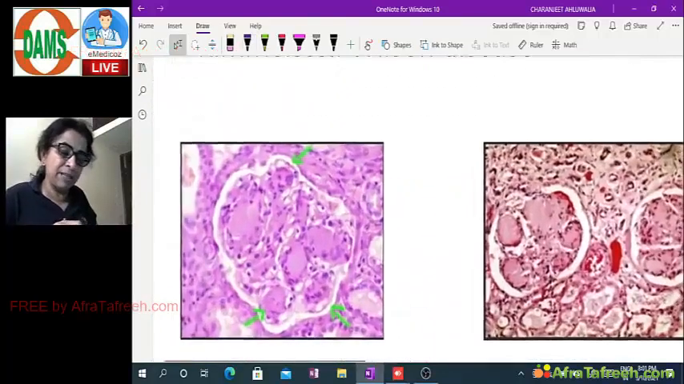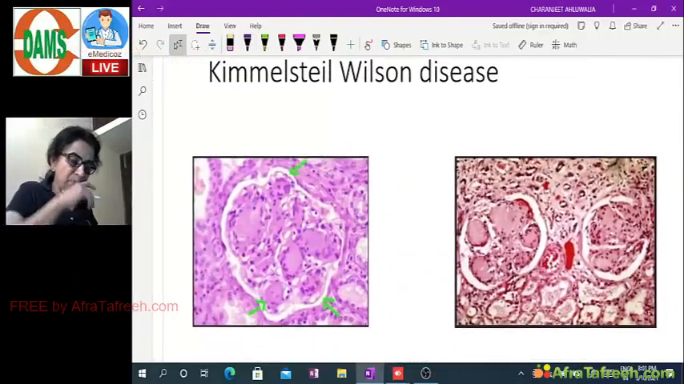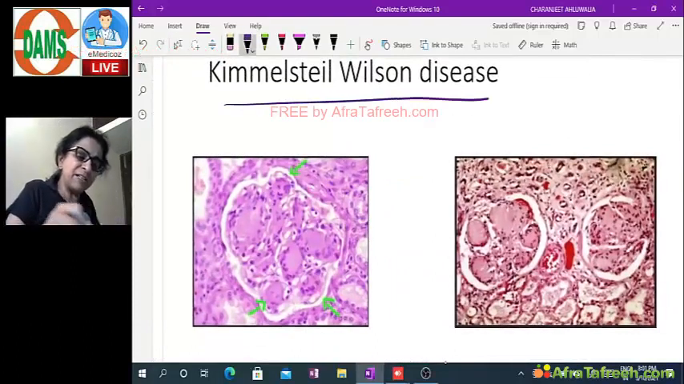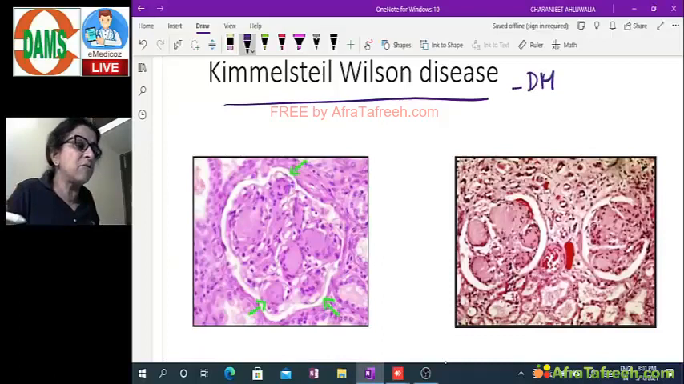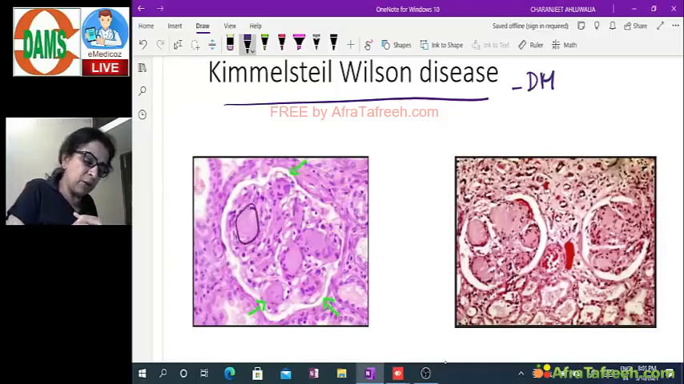Okay, now this is Kimmelstiel-Wilson disease. Beautiful. This is PAS stain. Kimmelstiel-Wilson disease is seen in diabetes. This is also called nodular glomerulosclerosis. These are the nodules, pink colored nodules in the glomeruli, pink material.